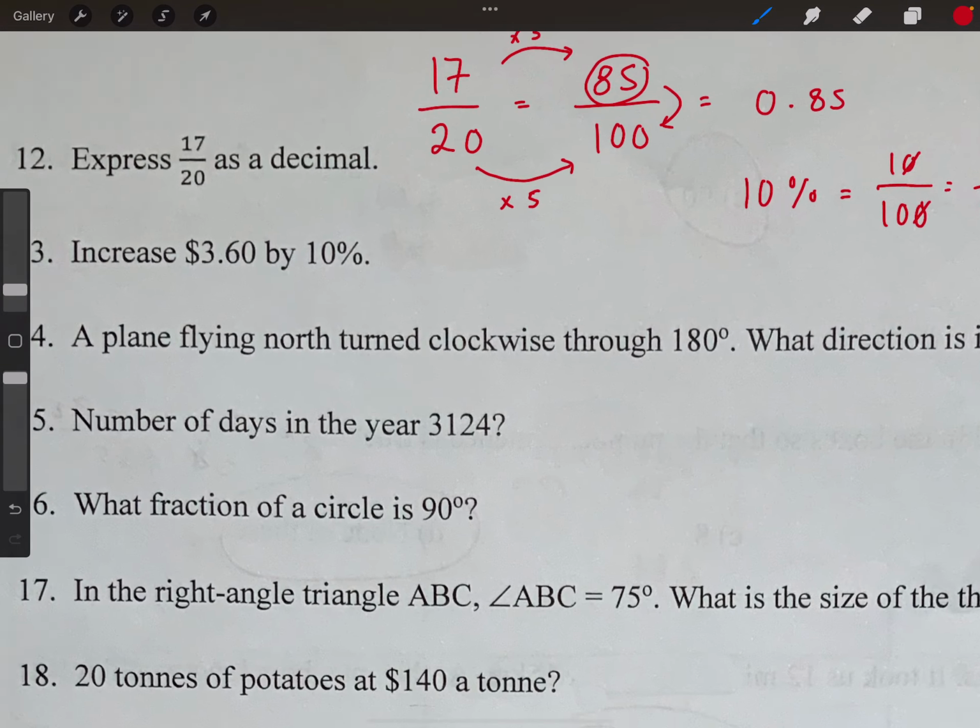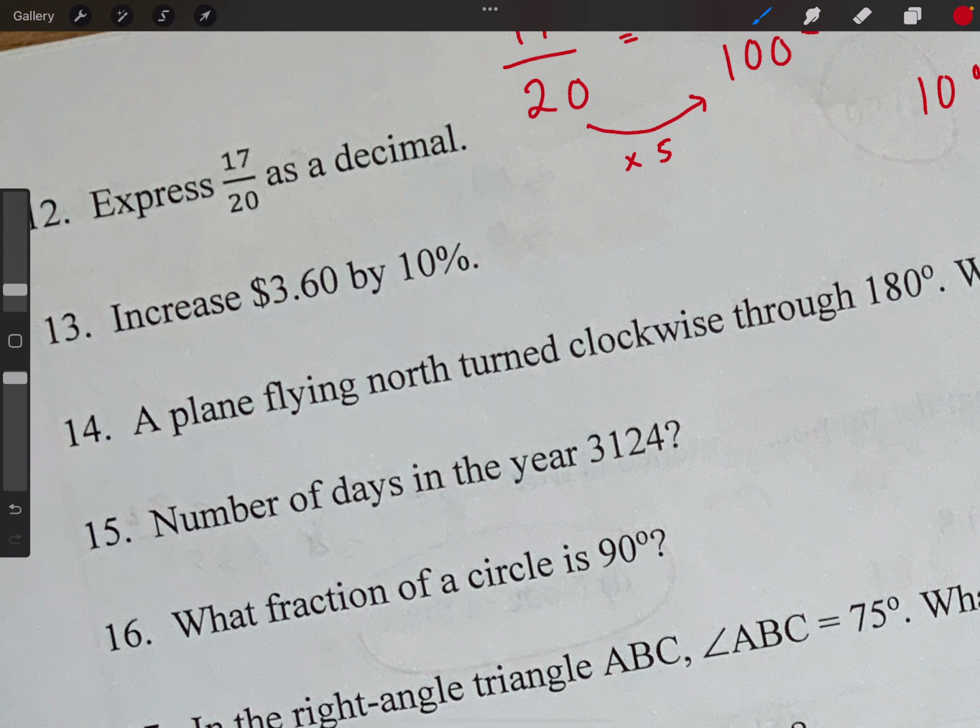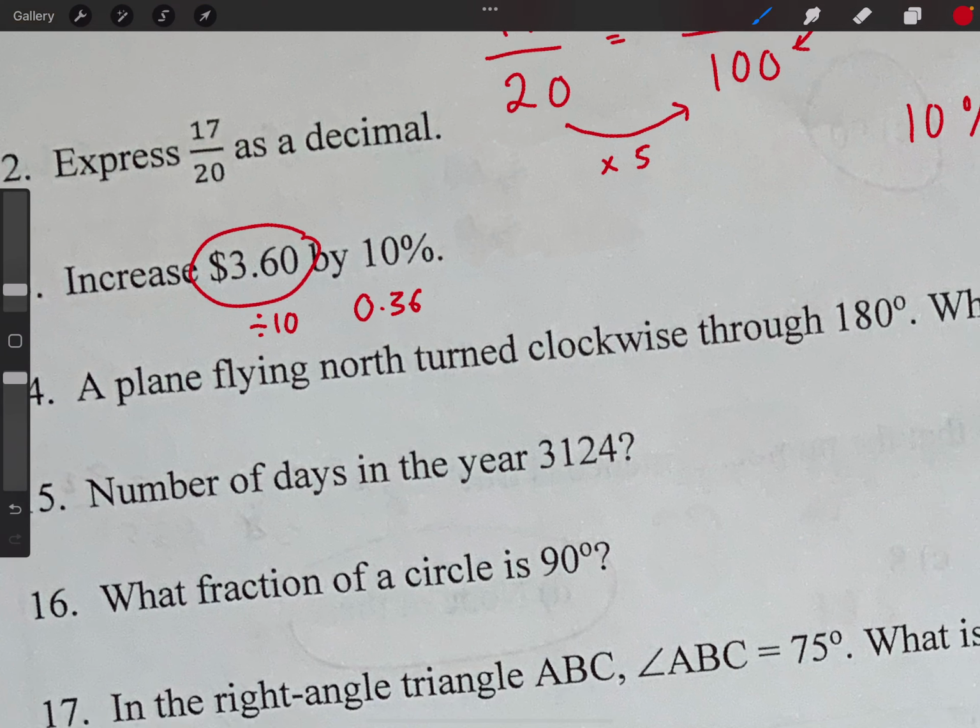Okay. So 10% of 36, we take 36. We divide it by 10, and that's going to give us 36 cents. So it says increase $3.60 by the 10%, which is 36 cents. And you can work that out on your own.